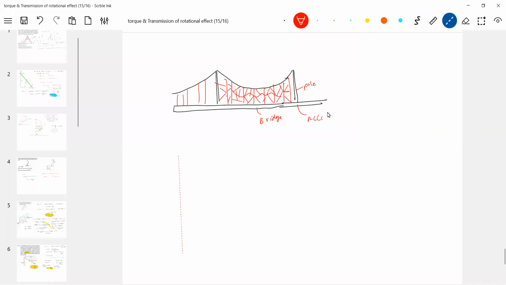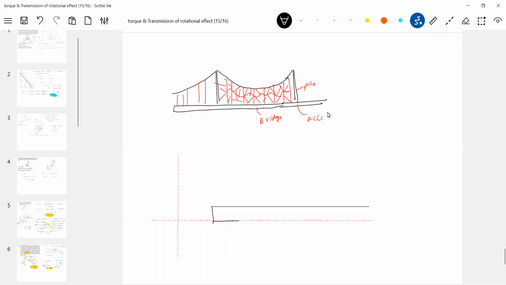If this is a rod, velocity of the rod is v naught. Then this distance is say d, the length of the rod is L, which is having a mass m.